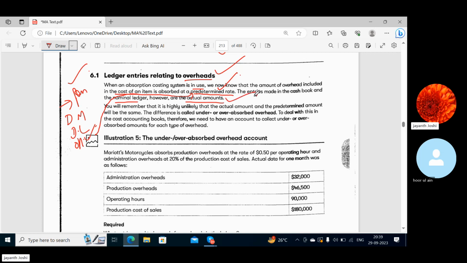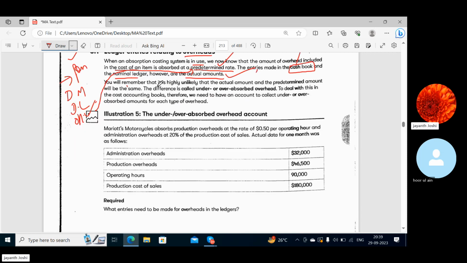You should understand one thing. The cash book works on the concept of receipts and payments. Whenever you receive, you show; whenever you pay, you show. The same is the case with the nominal ledger. So they are the actual amounts which you are incurring. Estimations are not shown there. Actual amounts are shown.